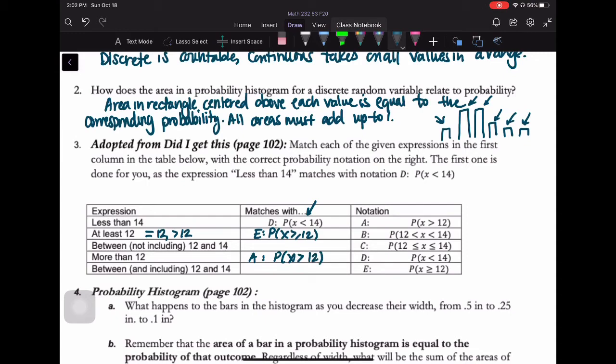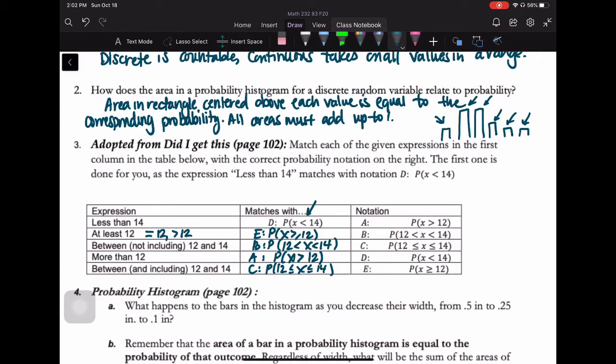So again, between, not including 12 and 14, means I don't have the lines. So that probability would be 12 less than x less than 14. X is greater than 12 and x is less than 14, but it can't include them. And then including the values would be C, where the probability of 12 less than or equal to x less than or equal to 14.